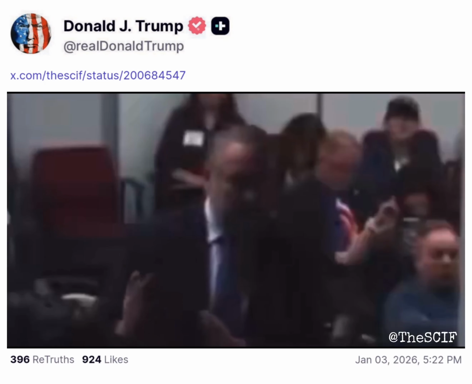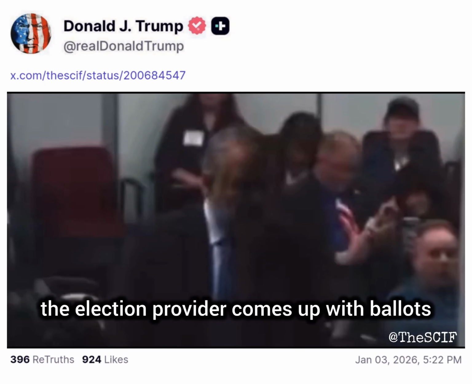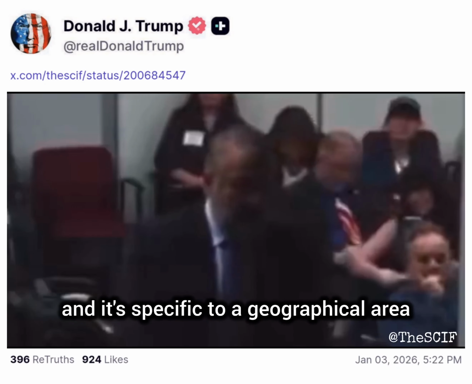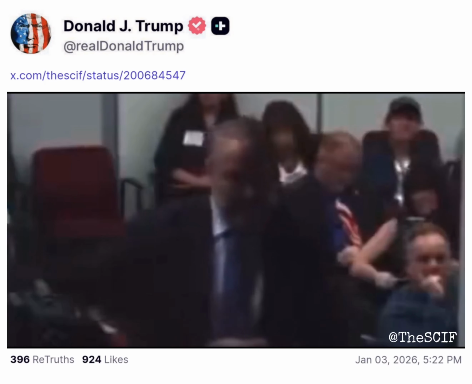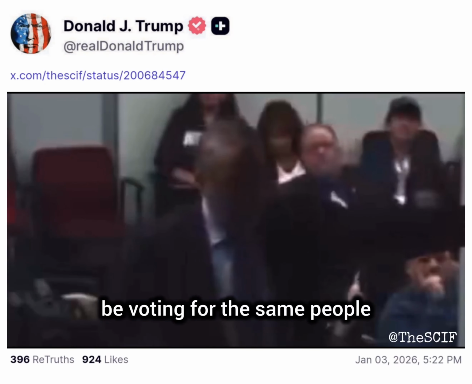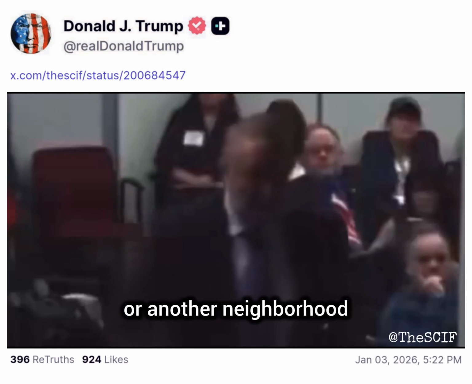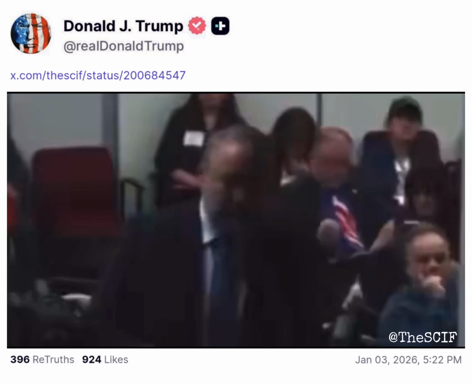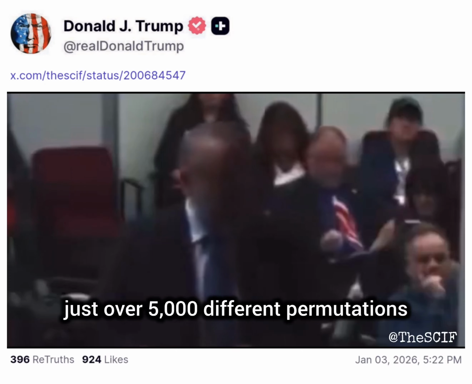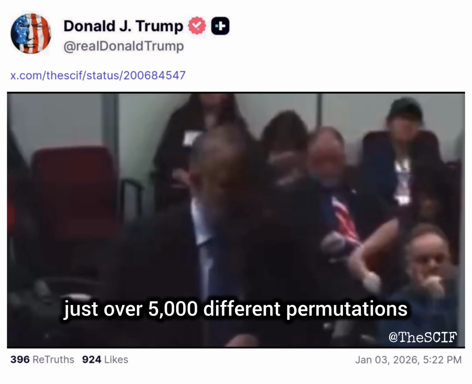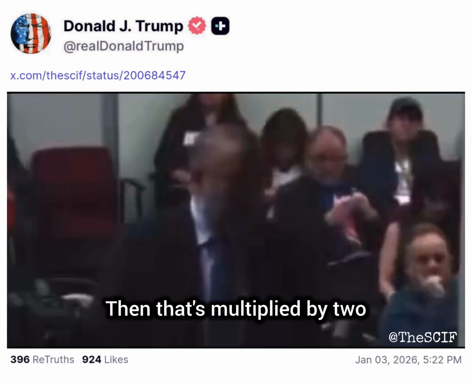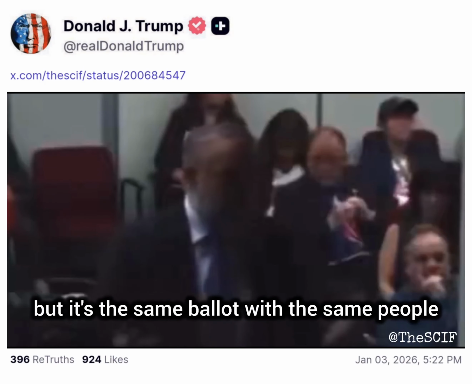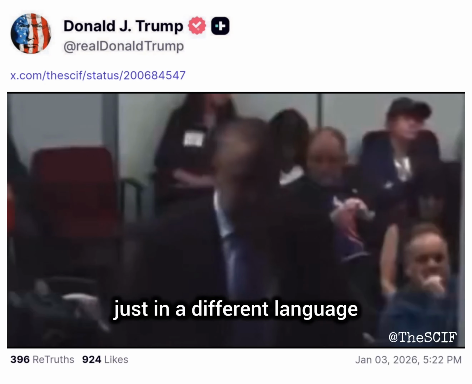So in other words, the election provider comes up with ballots, and it's specific to a geographical area, because the person that lives in this neighborhood might not be voting for the same people that live in another neighborhood. So here in Maricopa County, from memory, you had 5,012 or something like that, just over 5,000 different permutations and combinations to the ballots. Then that's multiplied by 2 because there's a Spanish version that's available for each one of these ballots. But it's the same ballot with the same people, just in a different language.